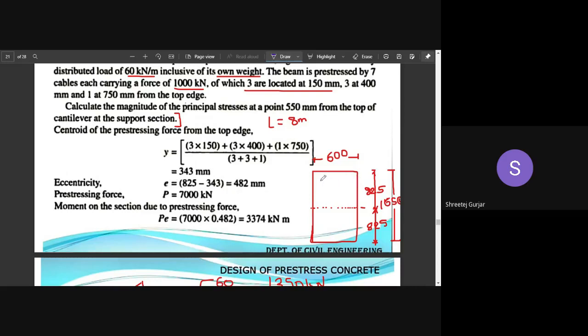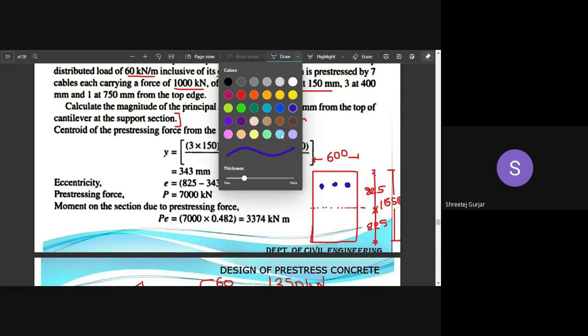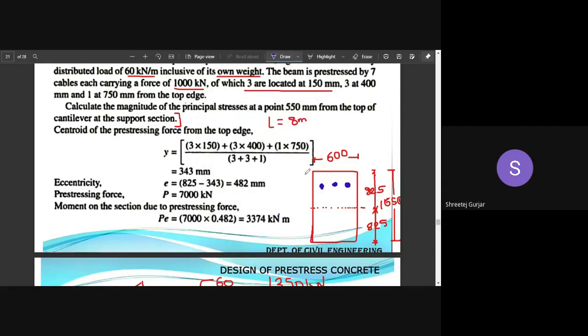So 150 will be somewhere over here. I will draw 3 cables, cable number 1, cable number 2, cable number 3. Okay, fine. So these are located at a distance of 150 mm from the top. So this distance is 150.